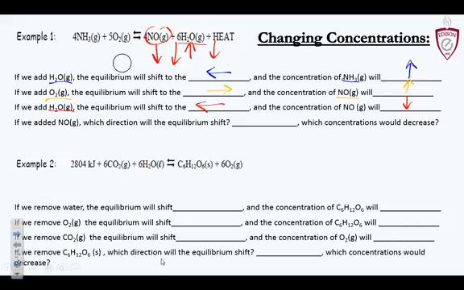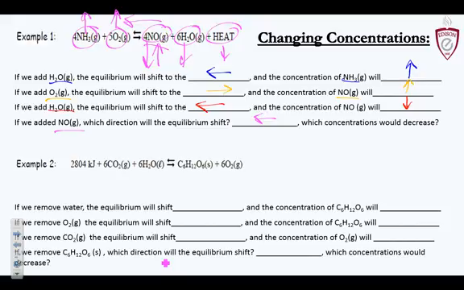Okay, so last one, we're going to add some nitrogen oxide, nitrogen monoxide gas. Which direction? We added it, so I've got to go away from what I had. So it's going to shift to the left. Which concentrations would decrease? If I'm shifting to the left, everything on the left goes up, and that means everything on the right goes down. Even though we just added a little more NO, after it's done reacting, the concentration goes down.